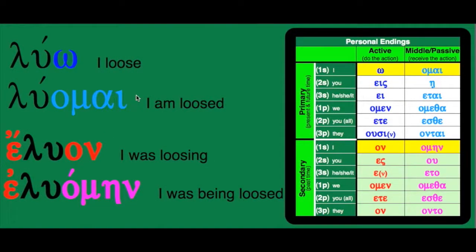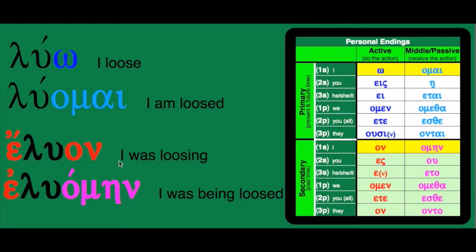Here is a summary of everything so far. Now notice I'm taking first person singular endings out of all four quadrants. The primary means that we're in present time. Secondary endings mean we're in past time. Active endings mean that the subject is doing the action of the verb. And in the middle passive endings, the subject is receiving the action of the verb. So we've talked on o, amai, on, and amen. So luo meant I loose. I do it, present time. Luamai meant I am loosed. It's happening to me, present time.